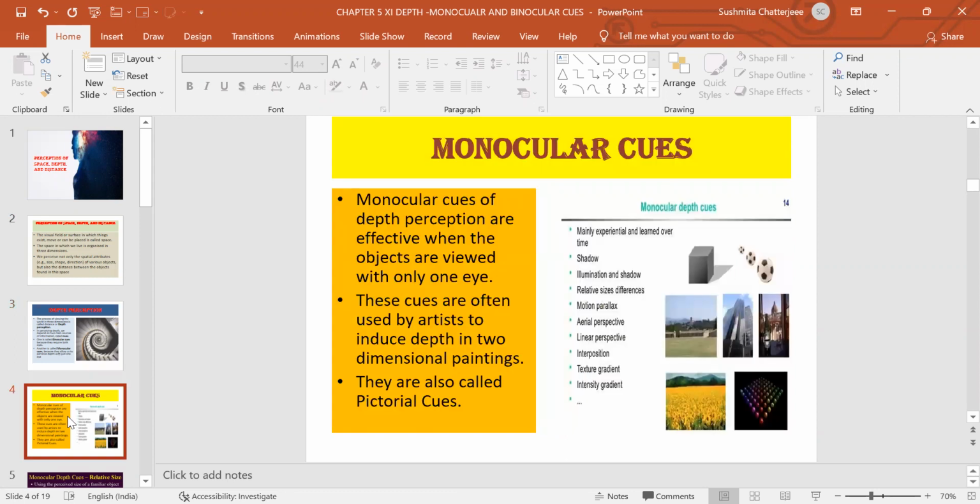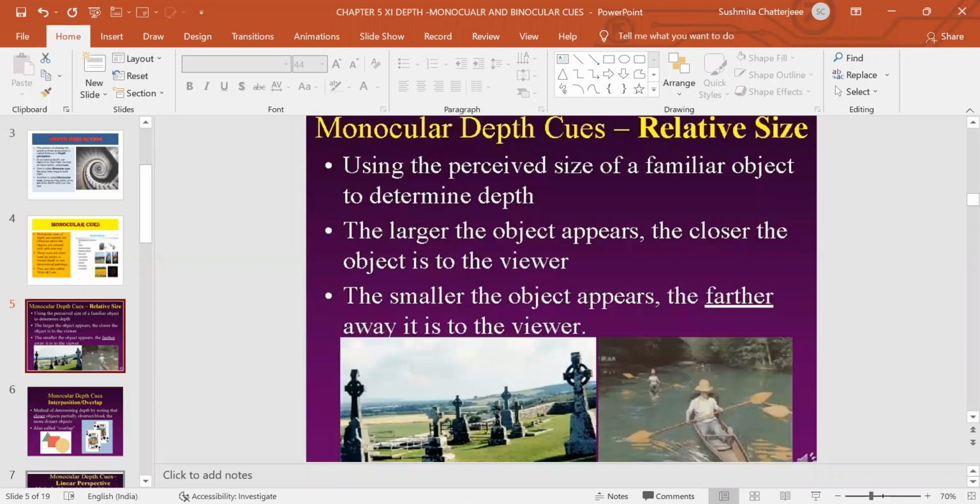As I just said, monocular cues are effective when the objects are viewed with one eye only. These cues are often used by artists to induce depth in 2-dimensional paintings, and that is why they're also called pictorial cues. Let's come to some of the major monocular cues, which are also known as psychological cues. The first monocular cue is relative size.